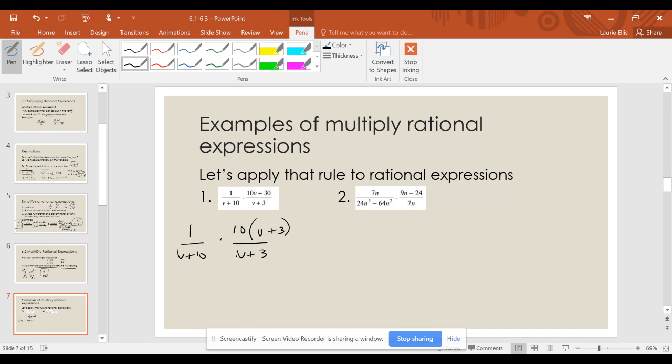Look, the v plus 3's cancel. V plus 3 cancels here and here. That's it. Okay, so you might be wondering, can I cancel the 10s? No, you can't, because this 10 is being multiplied and this 10 is being added. They have to be factors. They have to be multiplied. So my final answer is 10 over v plus 10.